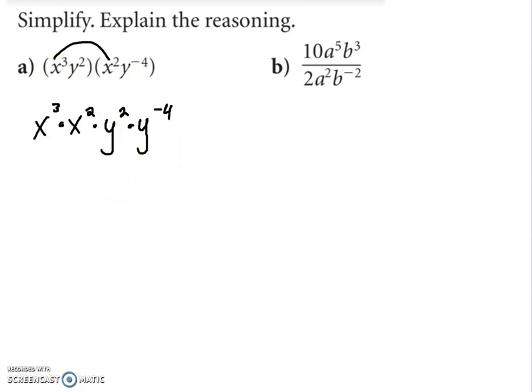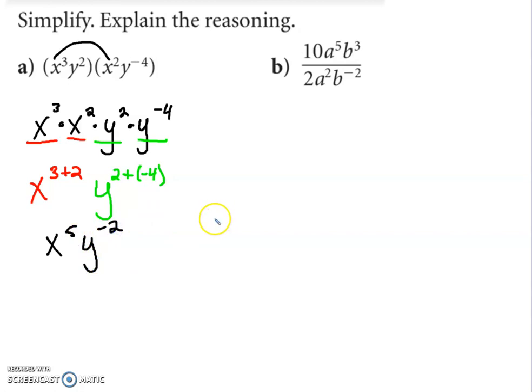And then when we see that there are similar bases like x and x, y and y, and they are being multiplied together, we're permitted to add the exponents. So this will really become x, 3 plus 2, and this will become y, 2 plus negative 4. So we end up with x to the power of 5, and we end up with y to the power of negative 2.